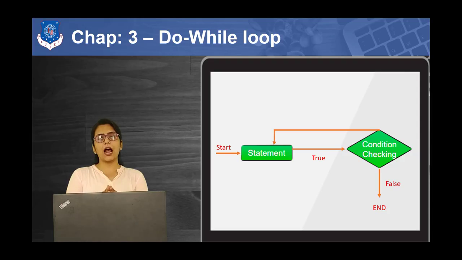In your exam, they may ask you a small question: write the difference between entry control loop and exit control loop, and I have already mentioned the difference. They can also ask you about the 3 types of loops and tell you to explain each of them. When this kind of question is asked, you must first draw the flow chart of each loop, then write the general syntax of each loop, and then write 2-3 lines of explanation. You can also give an example if the question is lengthy or carries good marks. So this is all about loops.